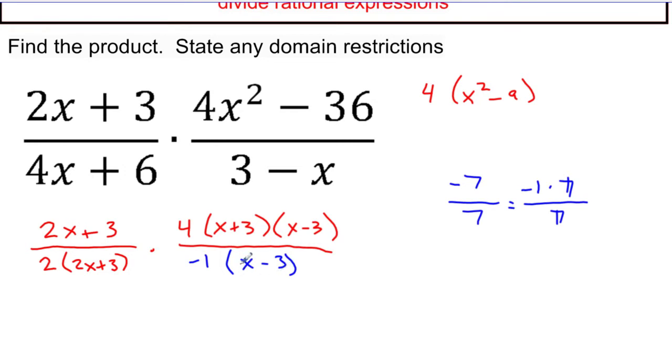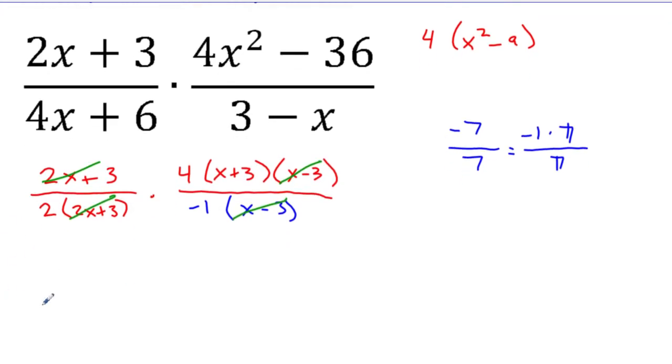So now I can cancel and say, let me get a different color, x minus 3 and x minus 3. I have a 2x plus 3 and a 2x plus 3. And I'm taking a look at what's left, and let's gather it all together, and we'll do one more quick step. So I see 4 and an x plus 3 that's left on the numerator, and I have 2 times negative 1, which is a negative 2, right? So the one last little thing that I'm looking at is, wait, I have a 4 and a 2, and this is a 4 times, so I can cancel that.